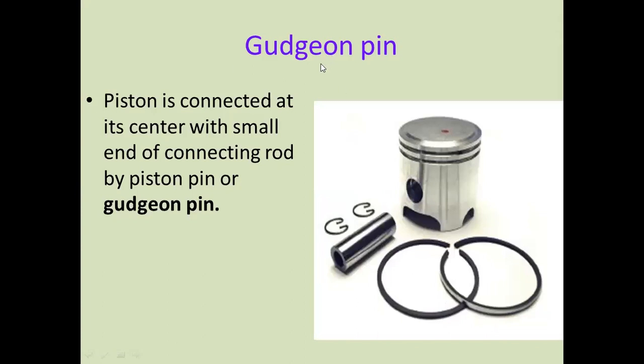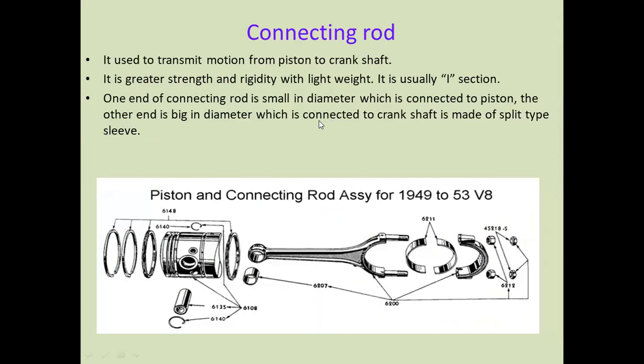Next, we can discuss the gudgeon pins. The piston is connected at the center to the small end of the connecting rod by the piston pin, known as a gudgeon pin. This image shows a gudgeon pin. It connects the piston and the small end of the connecting rod. After inserting the gudgeon pin, we can use locks on the two sides to hold it. Next slide, we can discuss the connecting rod.